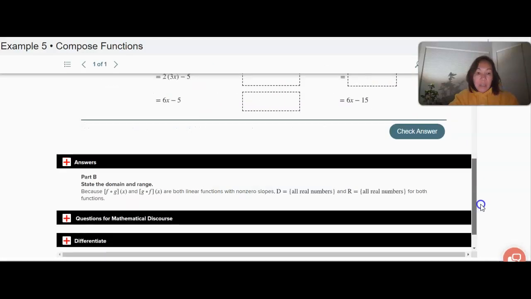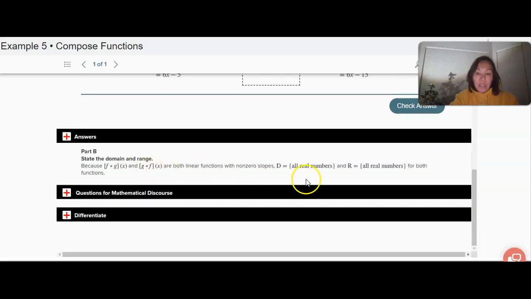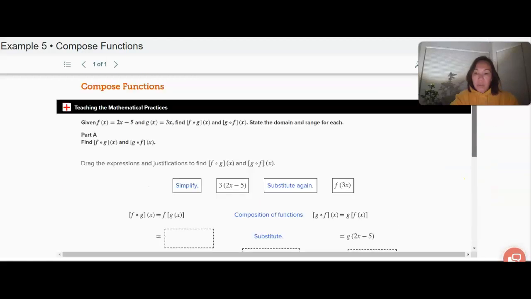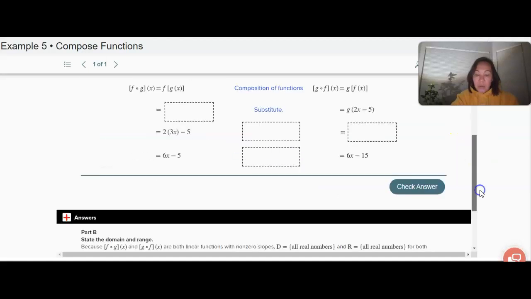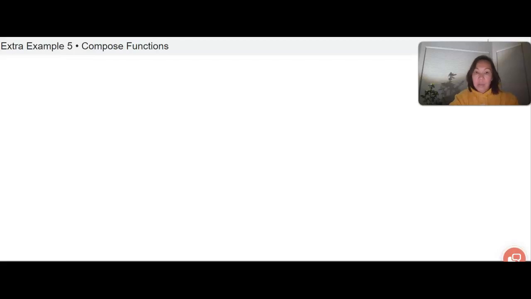The other thing to know is that these are both linear, so the domain and range would be all real numbers for both of these. So domain and range, all real numbers, domain and range, all real numbers, and then when we do the composition, those will still also be both all real numbers. Let's look at another example, because this is a little bit tricky, I know.